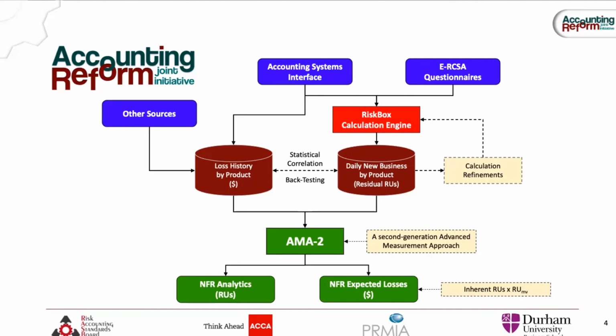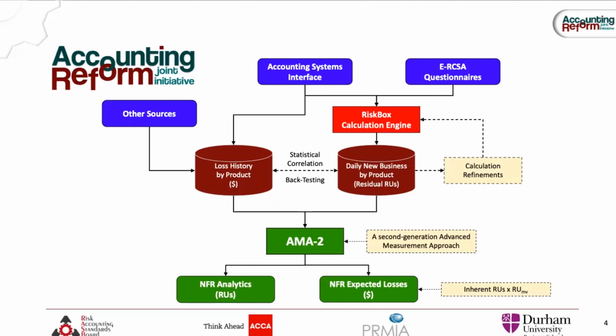In summary, what we have created here is a second generation advanced measurement approach that we've called AMA2, that has the potential to provide enterprise-wide non-financial risk analytics with multiple aggregation paths, including by customer, product, business component, legal entity, and location. And the great thing is that those aggregation paths already exist in accounting systems. It can also compute expected losses, which could be as simple, and I thought about this very hard and for very long, it could be as simple as multiplying residual RUs by the statistically derived monetary value of an RU.